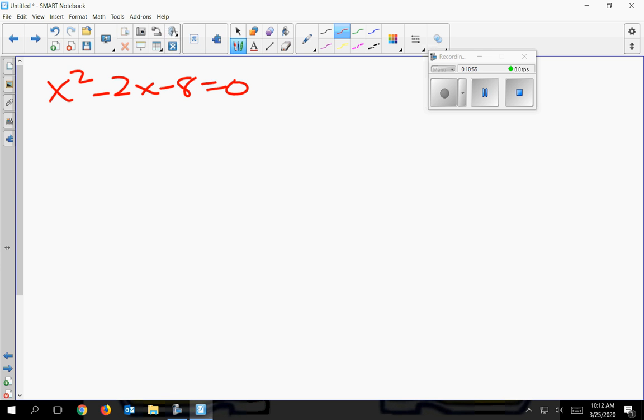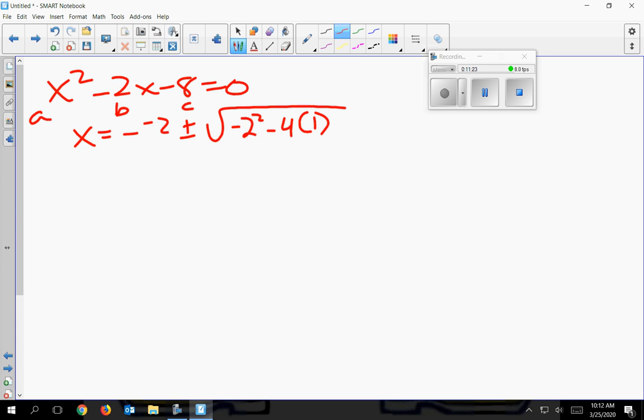I'm going to show you how to work this one too at the end. So x equals negative b. Let me go back. There's your a, there's your b, there's your c. Your b is a negative 2, plus or minus the square root of b squared. So b was negative 2 squared, that will be positive, minus 4 times my a, which in this case was a 1, times my c, which is a negative 8, all over 2 times your a. Your a was that 1 again.